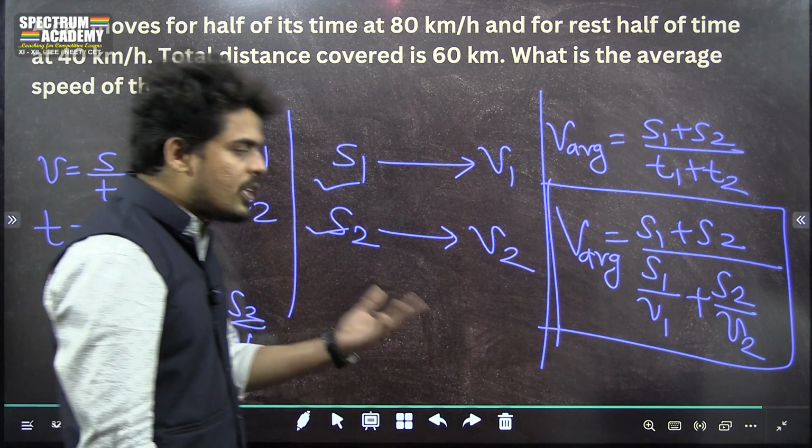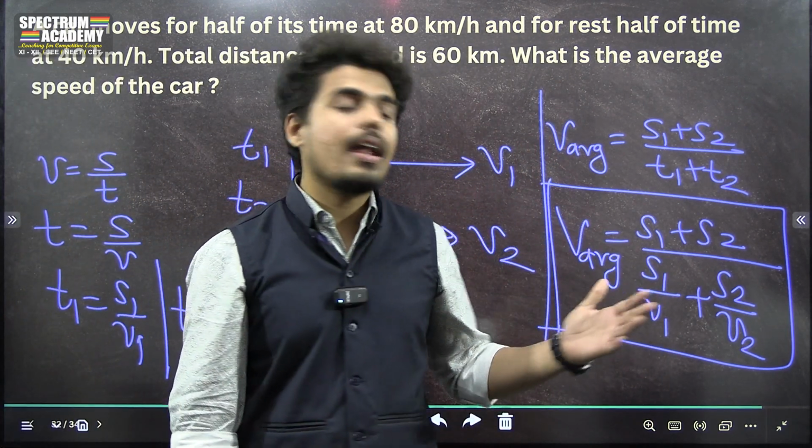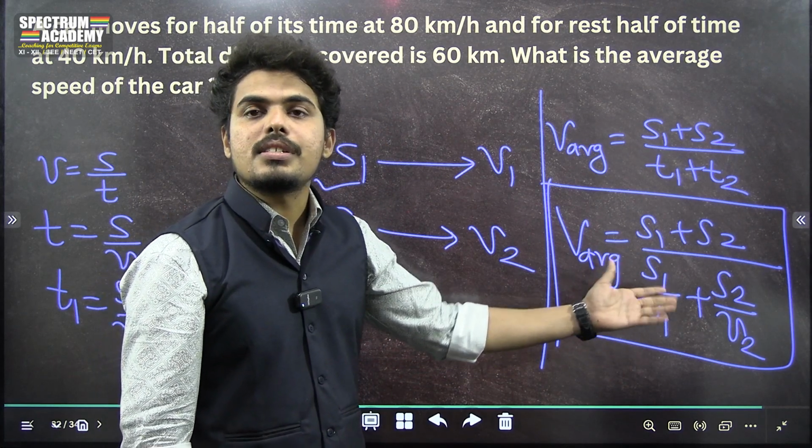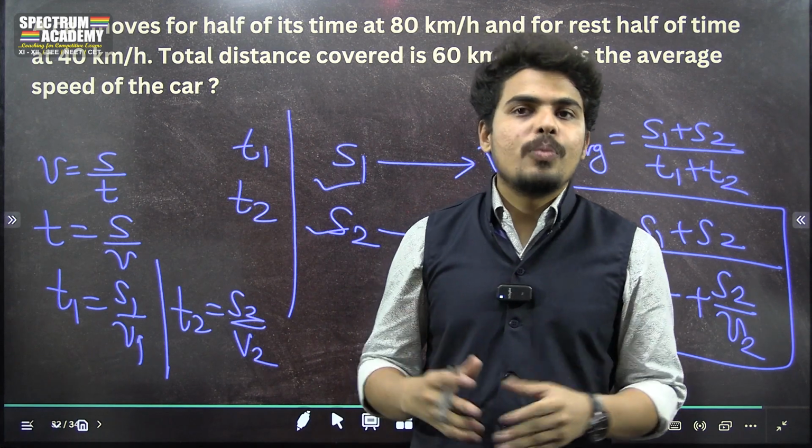So if we know the timings, then we can find it directly. If we don't know the timings, then we can convert the timings into distance and speed format. So that's all about the numericals.